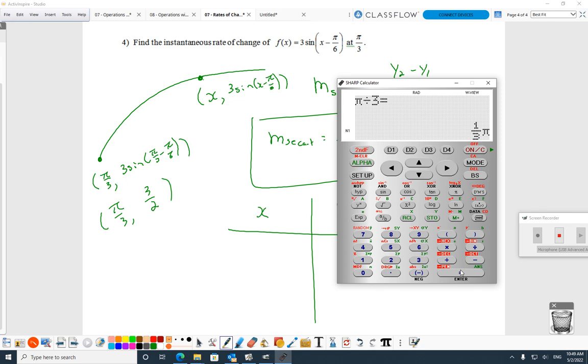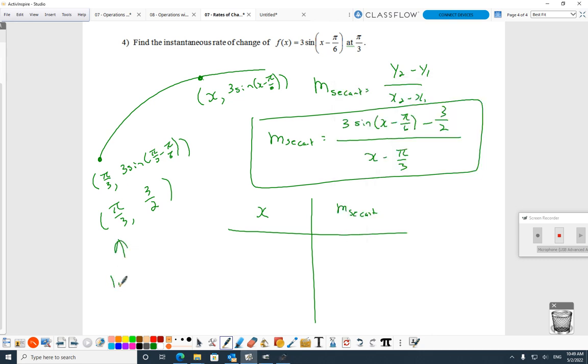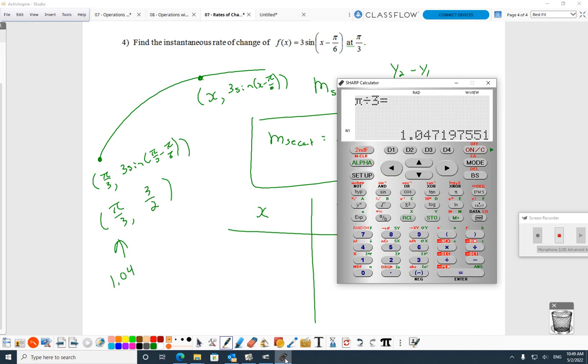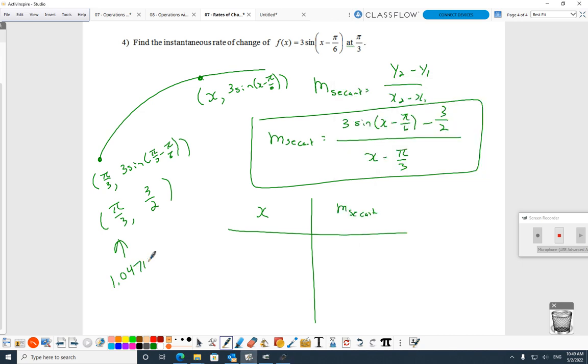For method, one way I could do this, I could get that as a decimal, and I could say, oh, let's just use this as 1.047197551. You could use that as your x value and then just get closer and closer. You could do like 1.05, 1.0471. You could just get closer and closer. That works. It's perfectly fine. You could do that. I'm not going to.